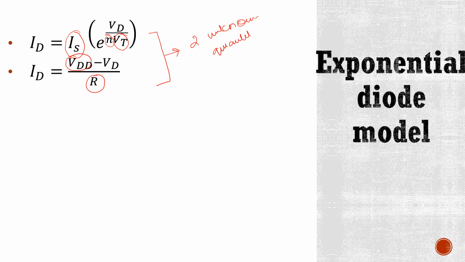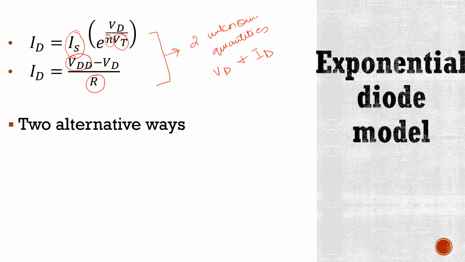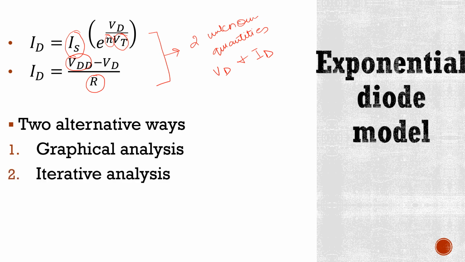quantities which are Vd and Id, that is diode voltage and diode current. So, there are two alternative ways for obtaining the solution. First is graphical analysis and second is iterative analysis. First we will understand graphical analysis.